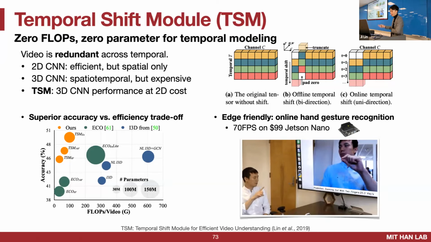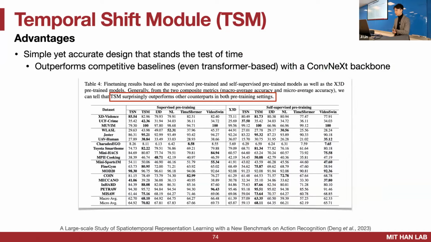And it's actually quite edge friendly. We are able to do online gesture recognition on simply a $99 Jetson Nano, running at 70 FPS for gesture control applications.